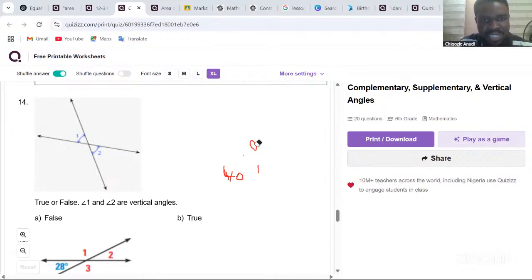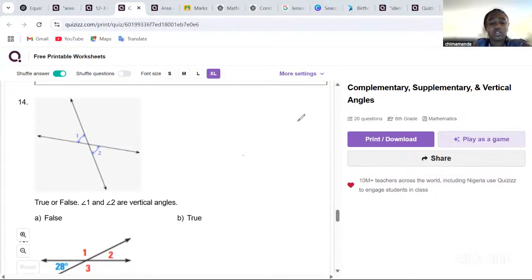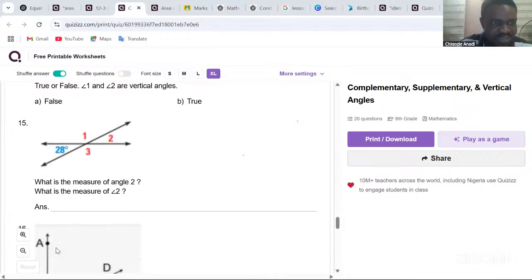Question 14. It says, true or false? Once you see something that looks like a less than sign, it means angle. Angle 1 and angle 2 are vertical angles. Are they vertical angles? True. Correct. Very good. You're absolutely correct. Now look at the next question, question 15.